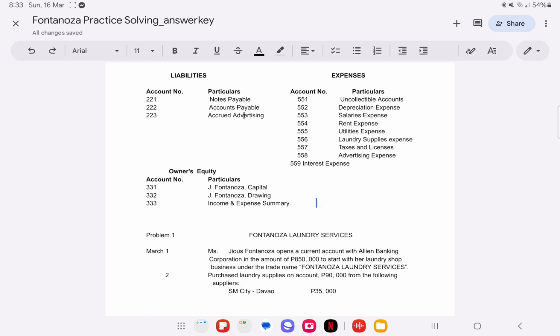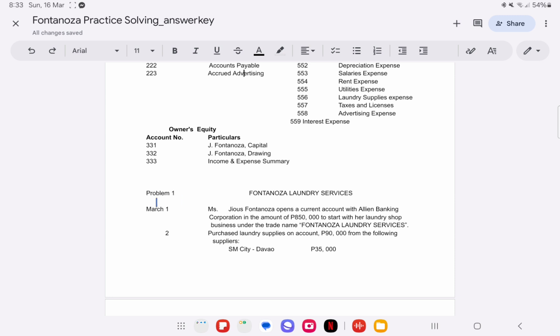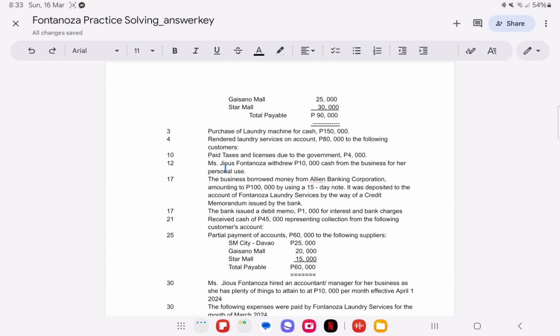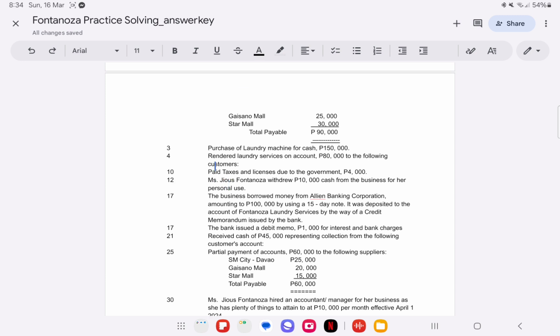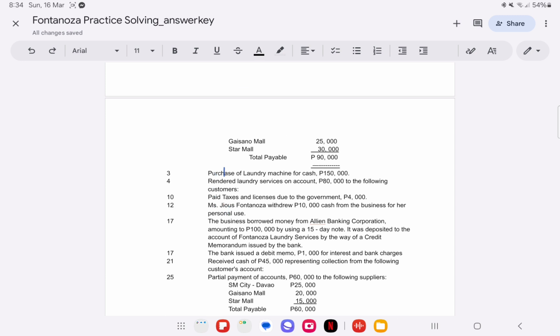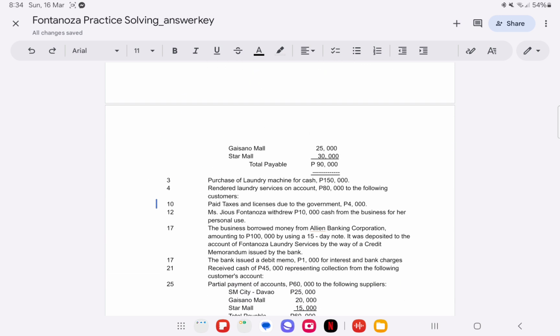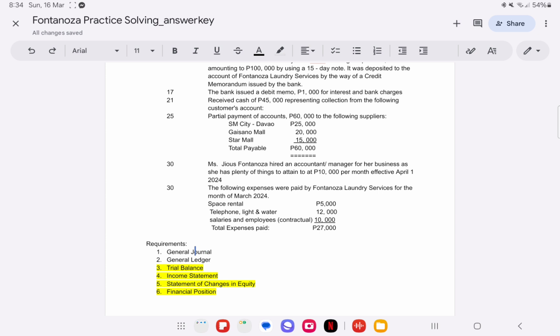Okay, so here are the following problems from March 1 to 30, and of course these transactions are journalized in the general journal, and we are done with the general journal. So let's proceed to the general ledger.